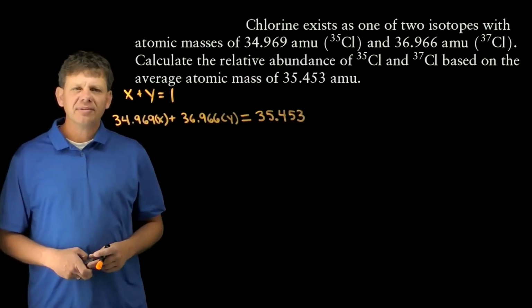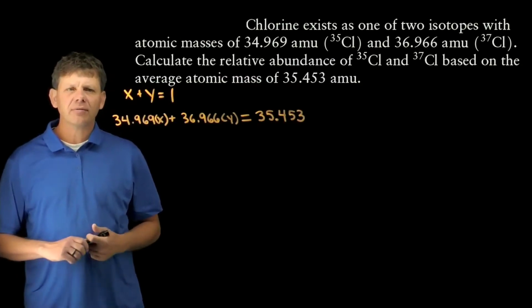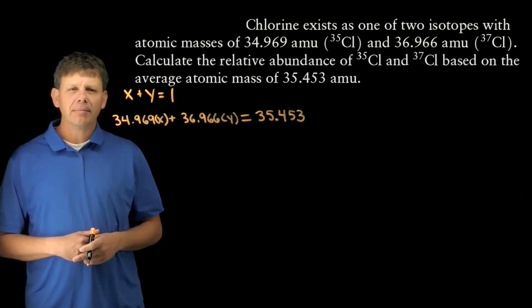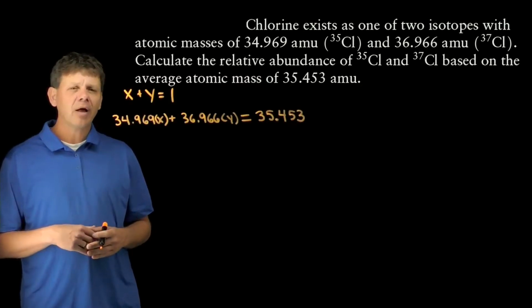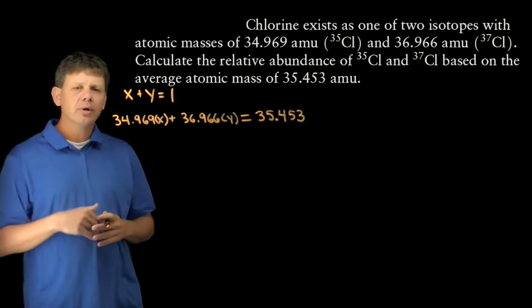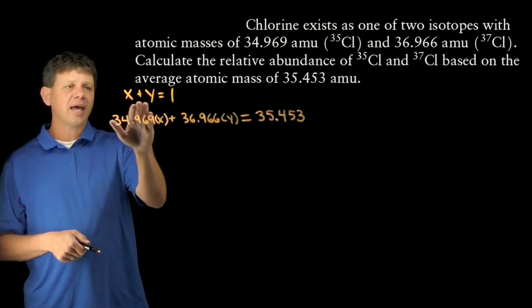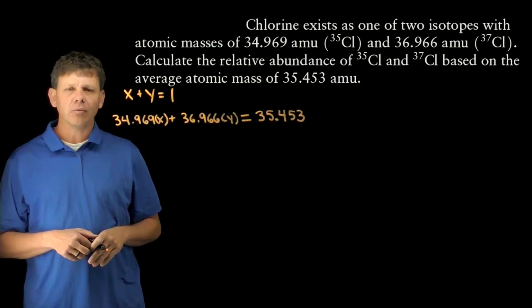This assessment asks us to calculate the relative abundance of chlorine-35 and chlorine-37 based on an average atomic mass of 35.453. We're going to have to do a little bit of algebra, and I've gone ahead and shown the two equations that are going to matter here. What we're saying is that the percentages x and y will add up to a total of 1.